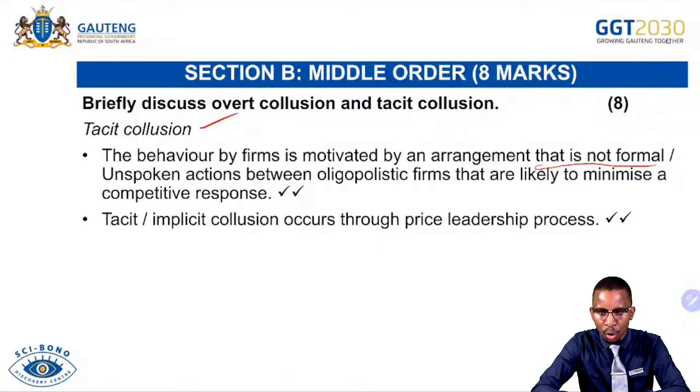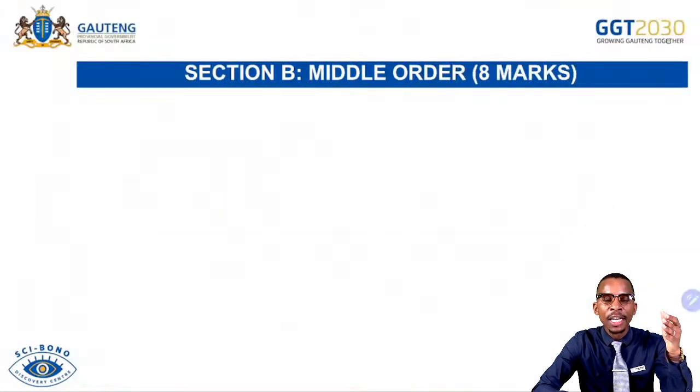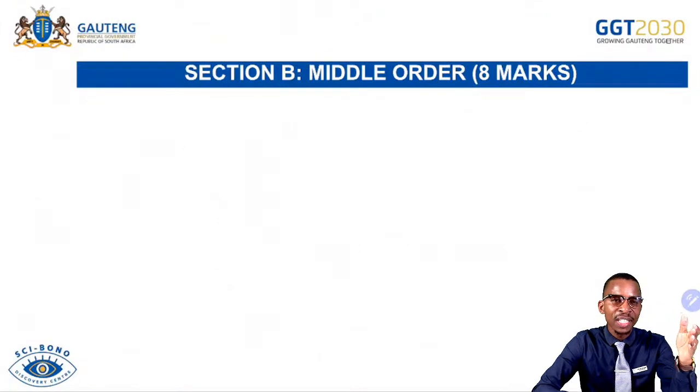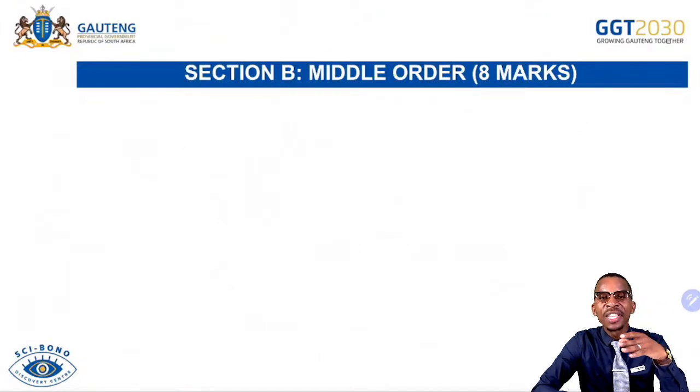Tacit or implicit collusion occurs through the price leadership process. So price leadership occurs when a firm within an oligopoly decides on its price or production techniques, then other firms will copy the strategy without any formal agreement or any arrangement. That's why implicit collusion cannot be proven by anyone, because there is no formal discussion. One firm will be copying another firm's strategy without any formal agreement.